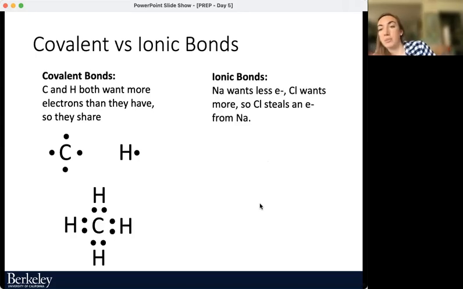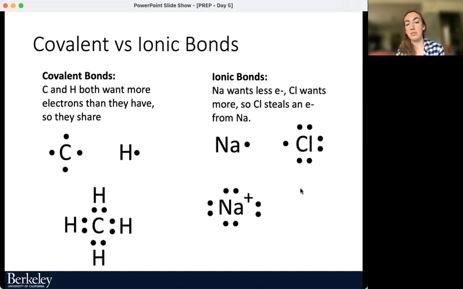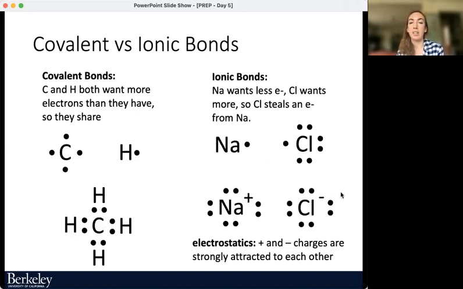So carbon and hydrogen both want more electrons than they have, so they share so that they each have enough. Ionic bonds are the ones we just talked about that involve ions, which are things with charge. And so sodium wants fewer electrons, chlorine wants more electrons, so one steals an electron from the other. Sodium now has a full valence shell, chlorine now also has a full valence shell, and it's called electrostatics, when things that are charged are attracted to each other and hang out. So sodium and chlorine are going to hang out together because one's positive and one's negative, and that makes them happy.